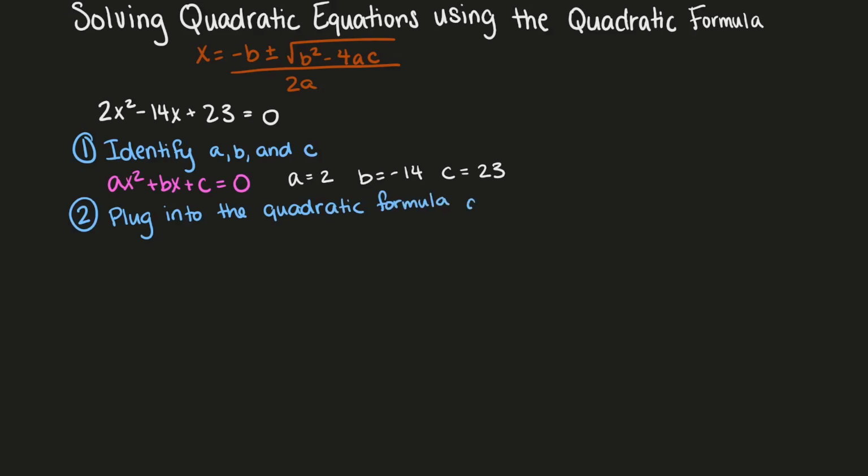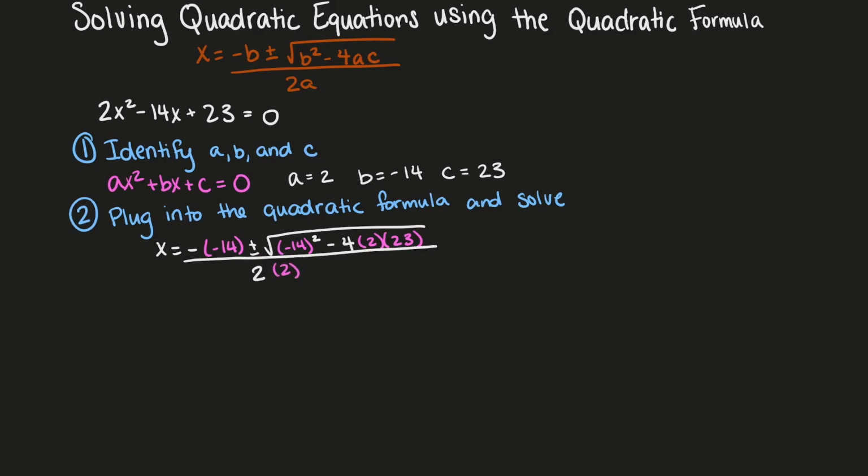So with our a, b, and c, we'll get x equals negative our b term, which is negative 14, plus or minus the square root of b squared, negative 14 squared, minus 4 times a, which is 2, times c, which is 23, all over 2 times a, which is 2. And then we just simplify and solve this.